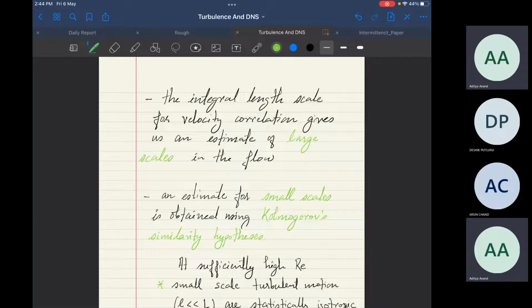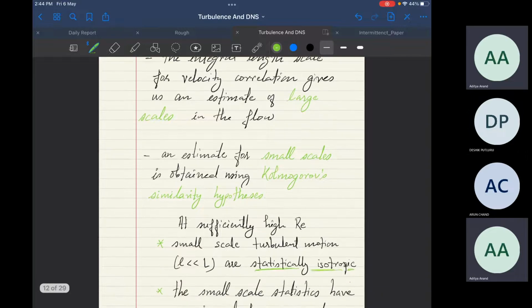So if you calculate the integral length scales for your velocities measured in the flow, it will give you an estimate of the large scales that are there. Because all the scales are present in the flow, there are large scales present as well. So your velocities will be correlated at least till the size of that scale. So if you measure the velocity in a turbulent flow and calculate the integral length scale, it will give you an estimate of the largest scales present in the flow.